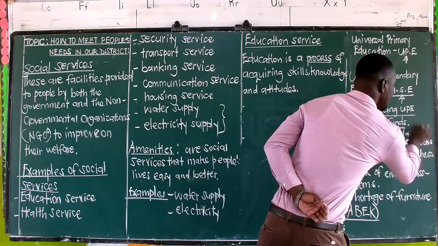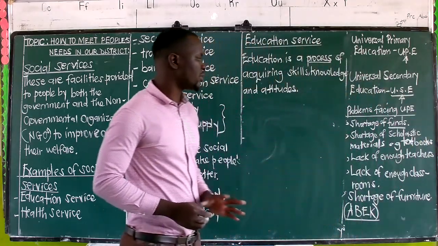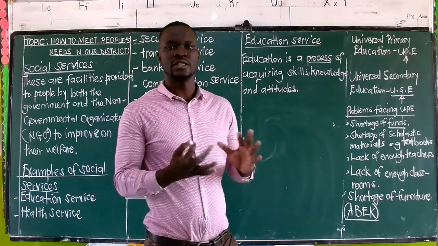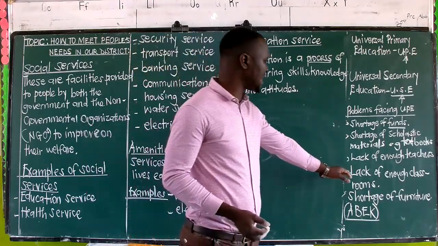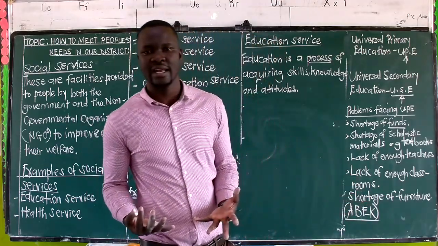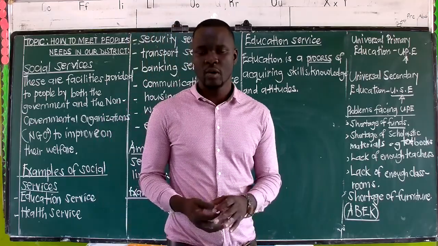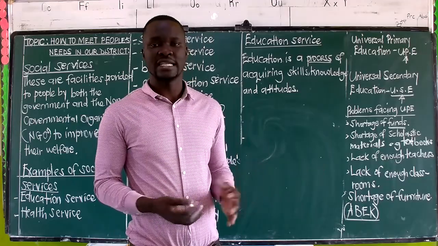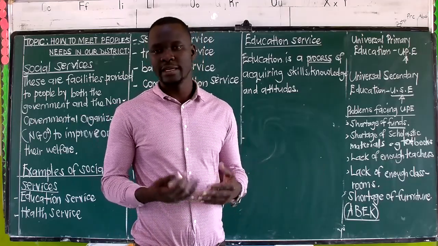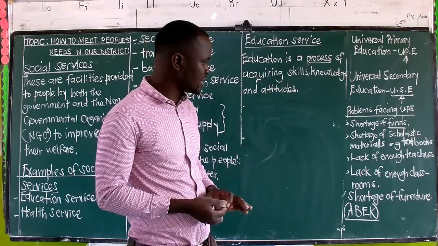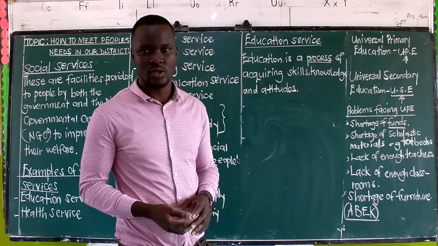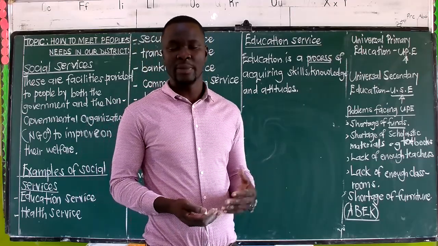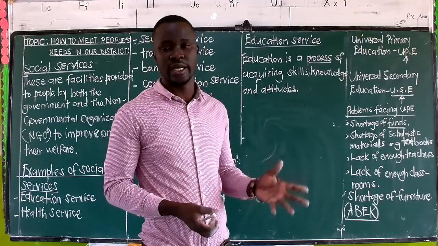textbooks. So what should be done? The government should provide enough textbooks to these schools. Then we have talked about problems like lack of enough classrooms. What should be done? The government should build more classrooms. And also other NGOs can come in maybe to support in building these classrooms in other schools. And this has been happening in most of the schools, more so in the rural areas.